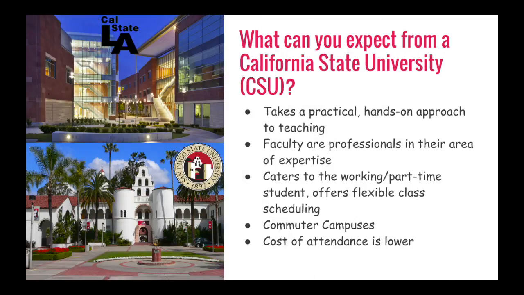What can you expect from a California State University? The CSU takes a practical, hands-on approach to teaching, and their faculty are professionals in their area of expertise. The CSU understands many of their students work, possibly full-time, so they offer a variety of evening classes to accommodate their busy schedules. These campuses are considered commuter campuses since most students tend to commute from home rather than live on campus. Tuition costs at the CSU are lower than at the UC system.